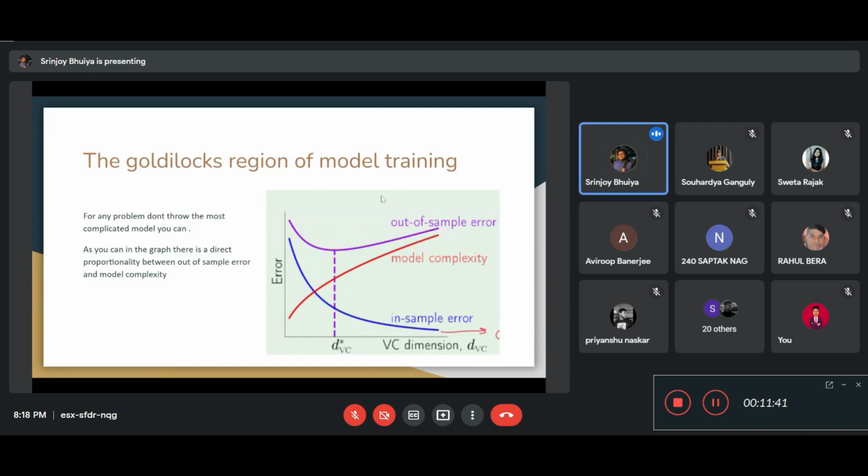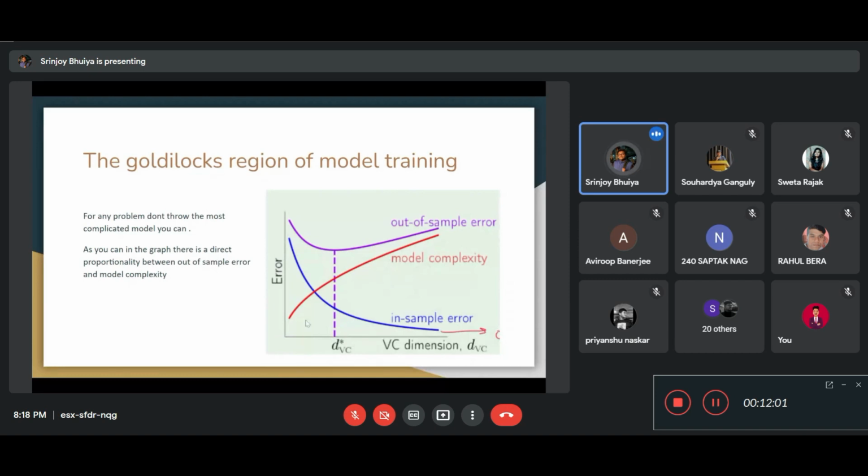Now, this graph has been taken from a very popular course on machine learning, which is Stanford's, not Stanford, this is the Caltech course on machine learning. So, I am using a lot of their graphs. So, thank you for that. Thank you to Caltech for making that free for all of us to use.